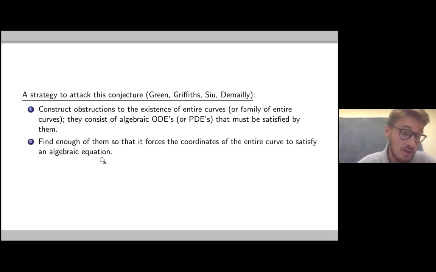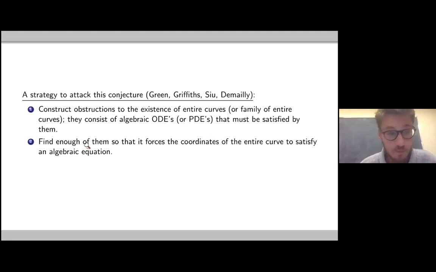And the second part is to find enough of them so that it forces the coordinates of the entire curve to satisfy an algebraic equation. Because with step one, we know that we have relations between the coordinates and their derivatives, but we would like to deduce something only on the coordinates, as the conjecture tells us that it should hold, if we believe in it, at least.